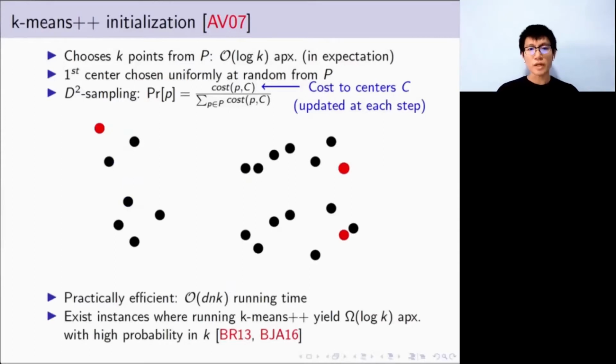K-means++ is practically efficient, and each sampling step takes dn time due to the need to update the point probabilities after a new center has been chosen. So over K centers, this takes a total of dnk time. Unfortunately, it is known that log K approximation is the best one can show for K-means++. So if we want constant approximation, we need to do something else.